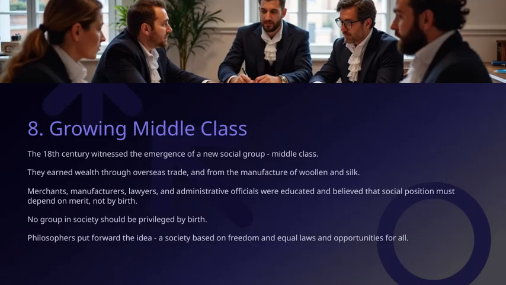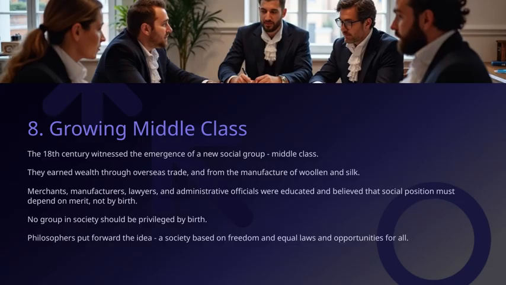Now, on this slide, we see that the 18th century marked the rise of a new social group known as the middle class. This group gained wealth primarily through overseas trade and manufacturing, especially in wool and silk. It's interesting to note that many merchants, manufacturers, lawyers, and administrative officials were well educated and believed that social status should be based on merit rather than just birthright.